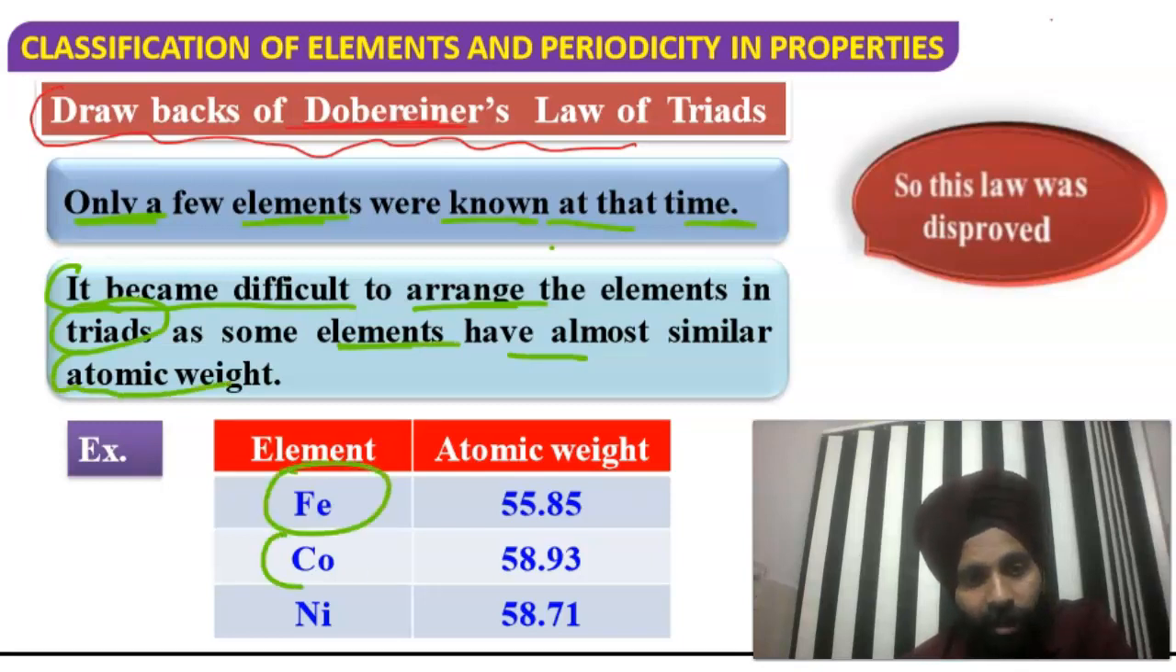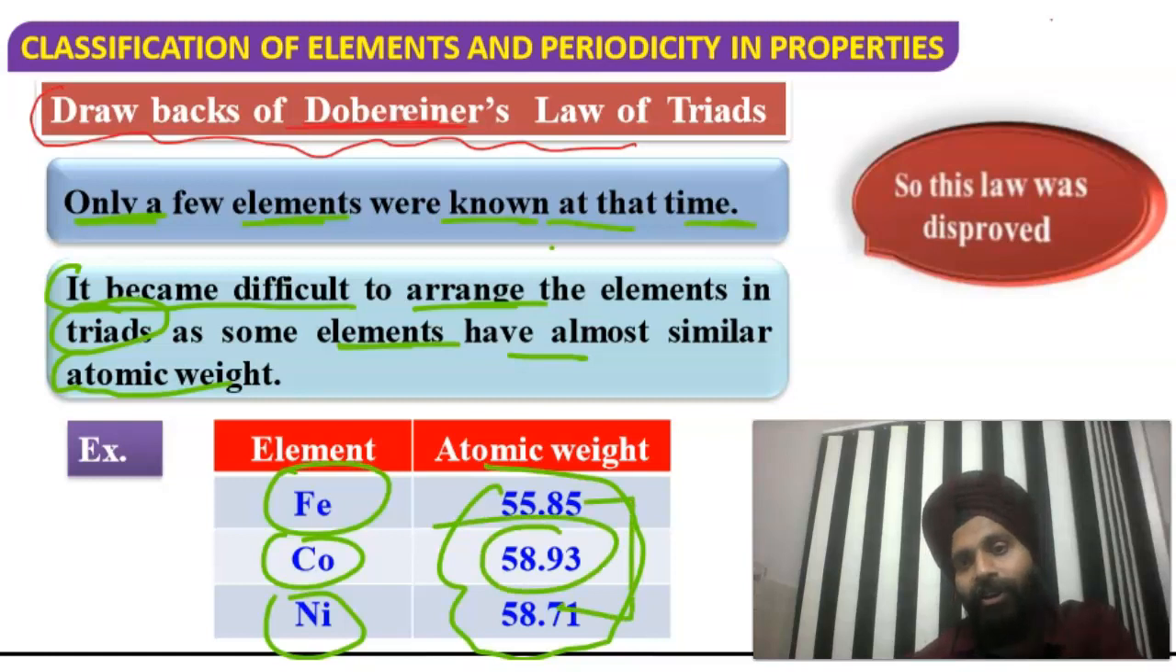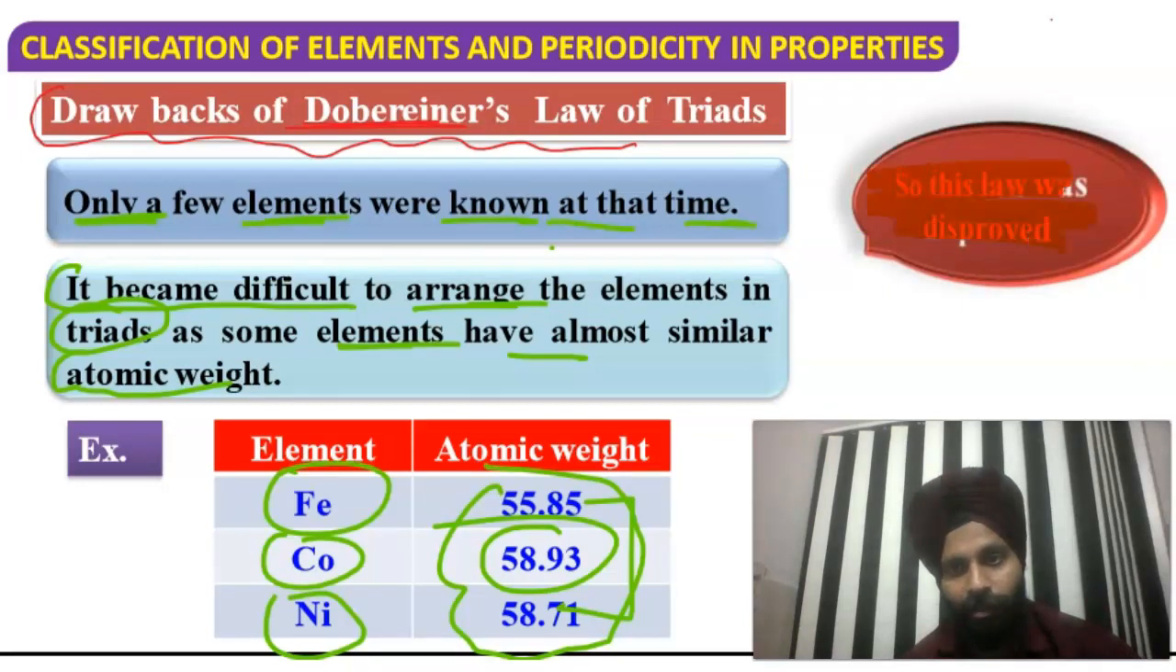We see iron, cobalt, and nickel. These all have similar atomic weight. So if we calculate the mean of these, it never comes out equal to the middle one. So this law will be disproved here. This law will definitely be disapproved, students.